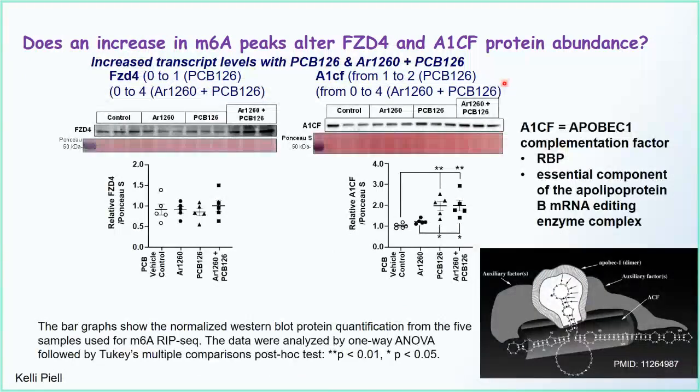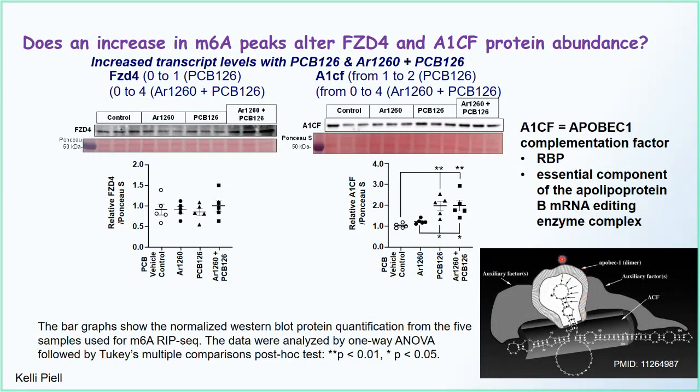So Kelly did a Western blot to look at FZD4 protein in the Aroclor or PCB126 or dual exposure. And even though this looks so tempting, that background is also going up, so there's no significant increase in FZD4 in these samples. But we did detect an increase in A1CF. This is APOBEC1 complementation factor. It's an RNA binding protein.